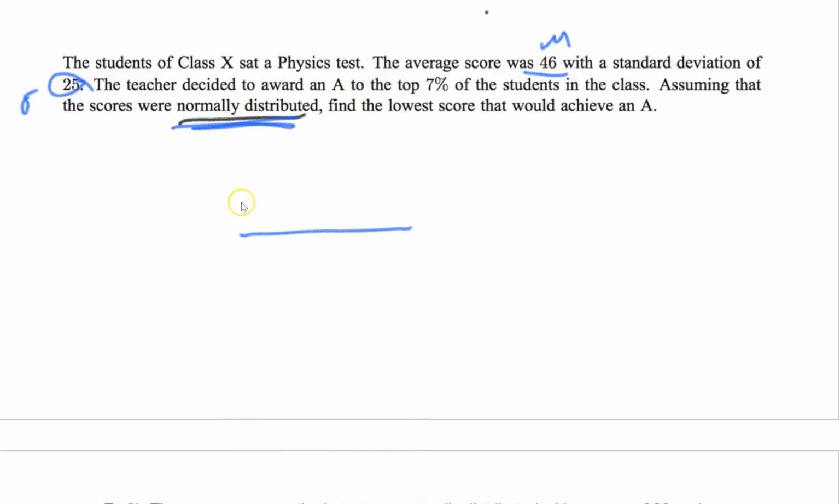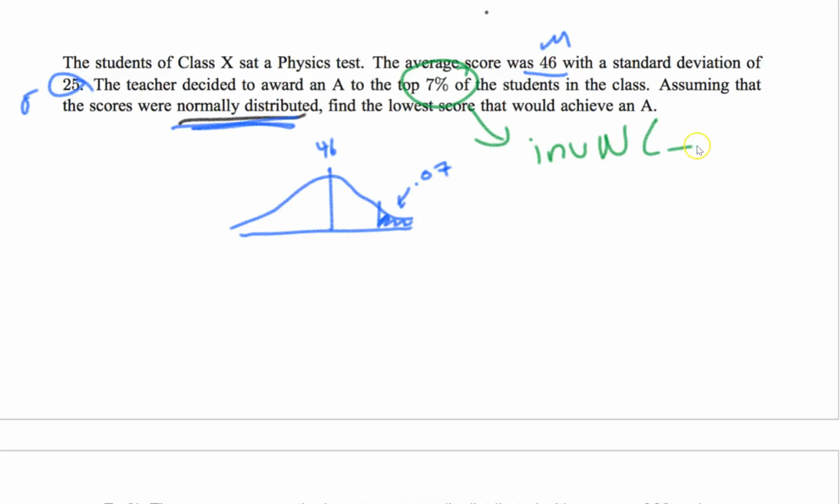So let's draw this. This is 46, and it says the top 7%. So keep in mind, this side's the bottom half: lower, shorter. You draw on the top half if it's top or greater than. If it refers to the low end, draw from the left side. If it refers to the high end, draw from the right side. So this right here is 0.07. Watch out, a lot of people get lazy and just put 0.7. 7% is 0.07. Now in this case, notice I have a percentage. Dead giveaway for inverse normal. You have a percentage, you can do inverse normal.